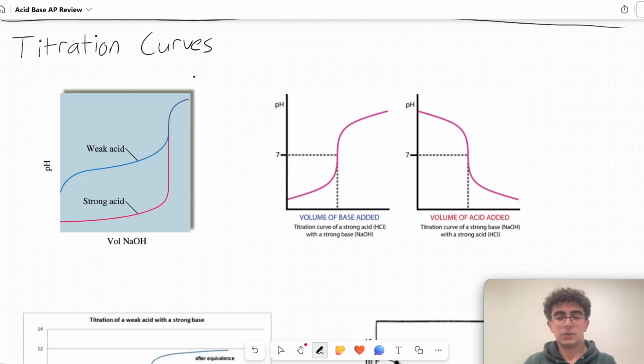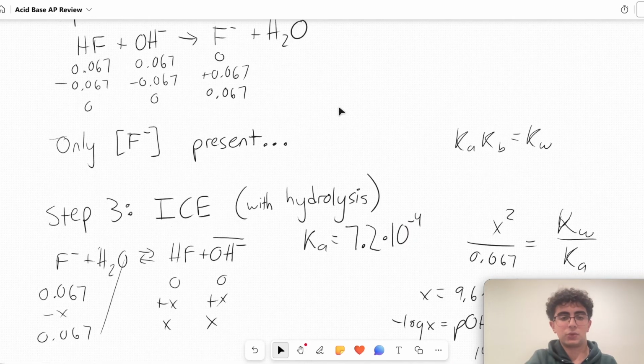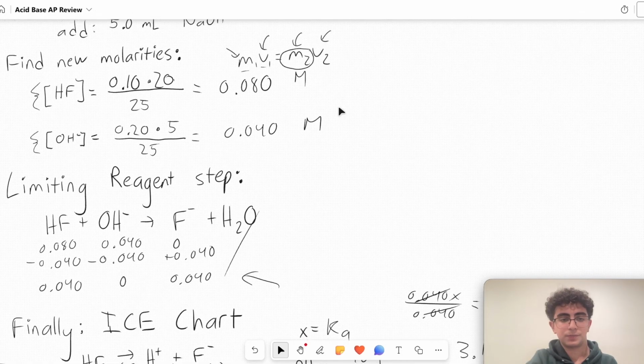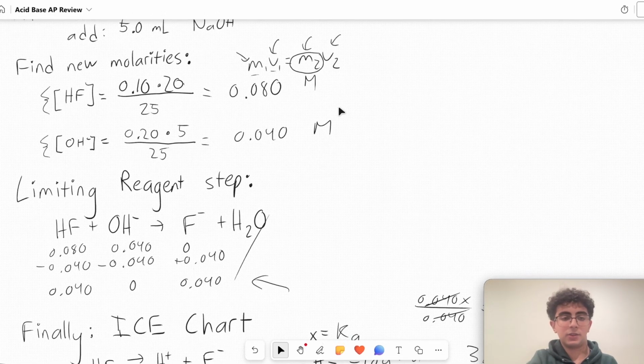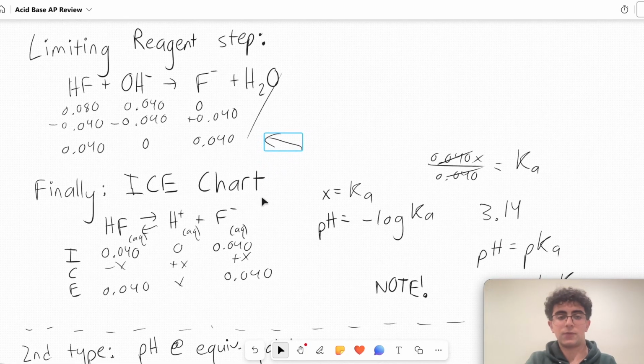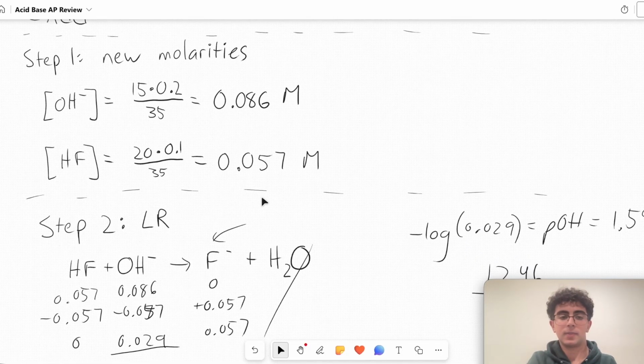Let's talk about titration curves for a sec. So let me go back just a sec, and we'll notice that in our first type of problem, which will probably be the most common type of problem, when you're adding just a little bit of titrant at first, you may notice that at this point in time, after we've done our limiting reagent step, we have a little bit of acid and a little bit of its conjugate base. And if you remember from the last video, if you have an acid and its conjugate base, or a base and its conjugate acid, that's a buffer solution. So notice how titrations can result in a buffer solution if you're titrating a weak acid or base. So we'll talk about that right now with the titration curves.